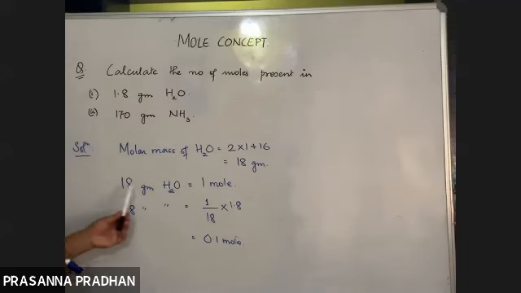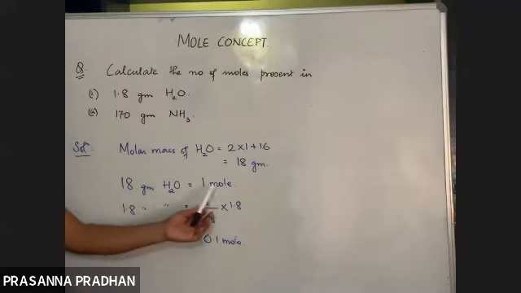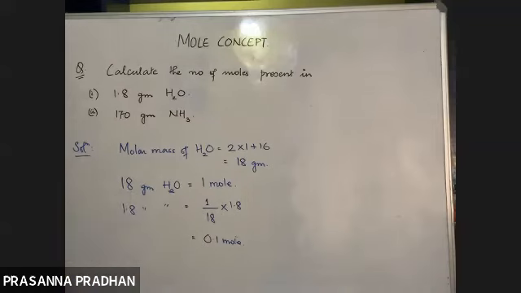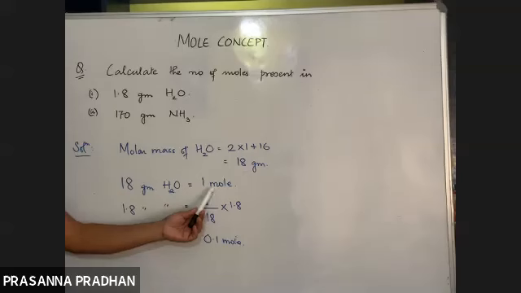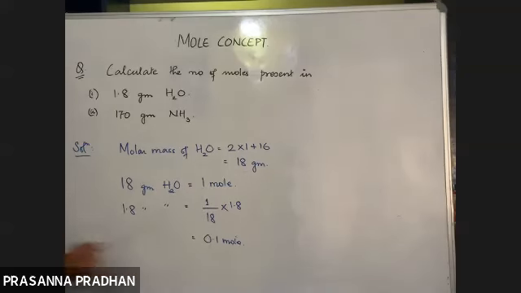The problem is really simple. Just this one line concept is required. Mole in terms of mass means 1 mole is equivalent to its molar mass. So 1 mole of water is equal to its molar mass, 18 gram, or 18 gram of water is equivalent to 1 mole. So 1.8 gram of water will be equal to 0.1 mole.